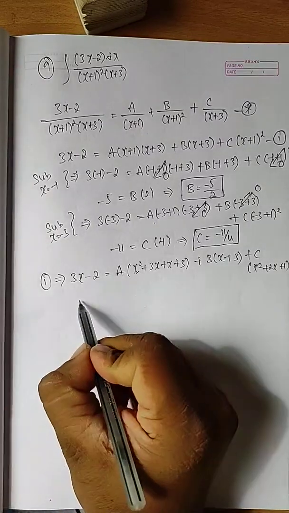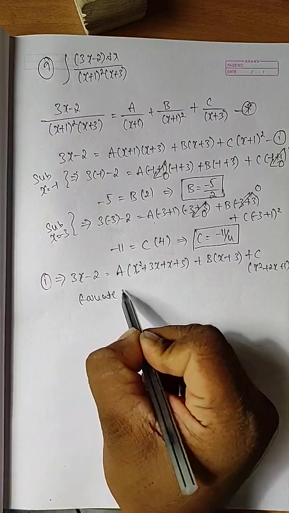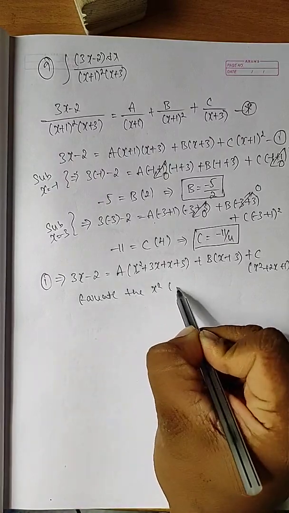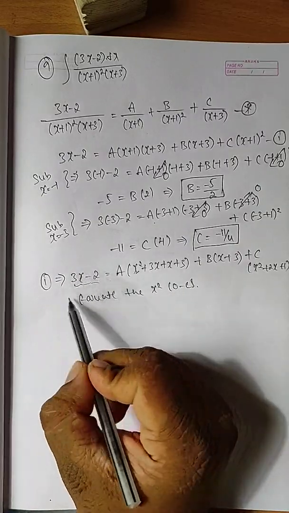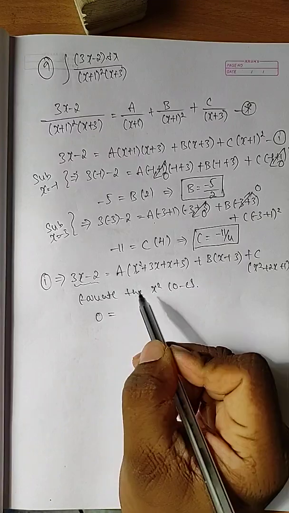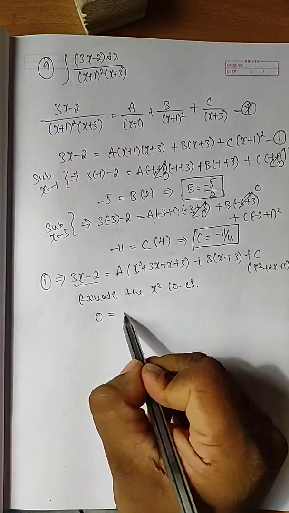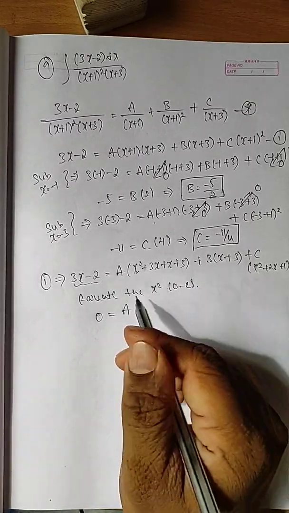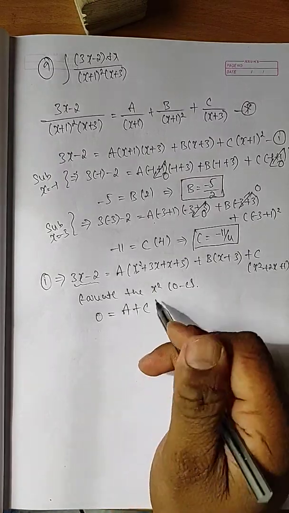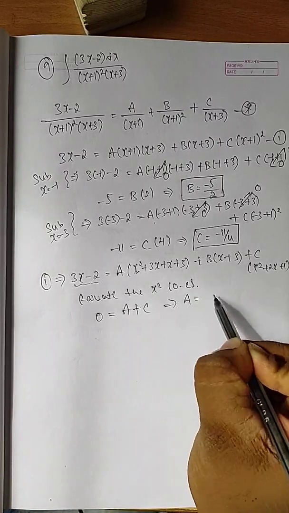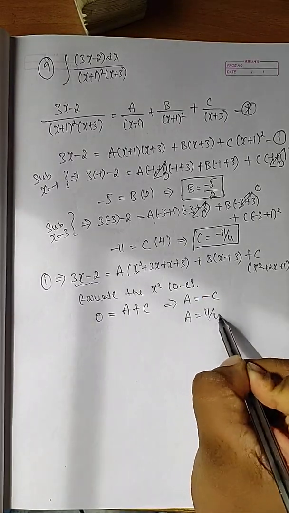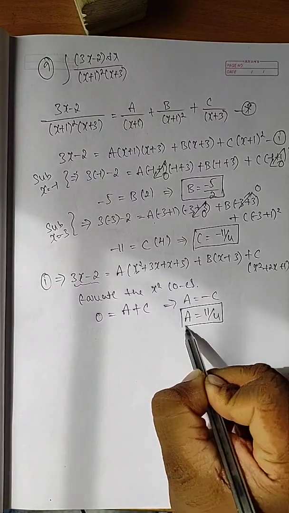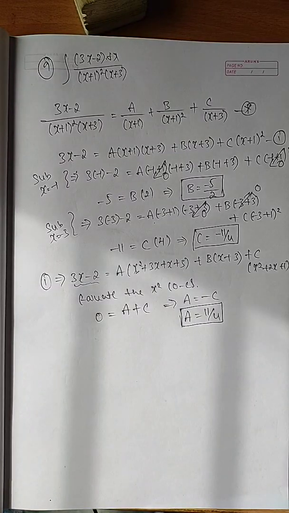Means you want to equate the x square coefficients. What is the x square coefficient on the left side? It is 0. What is the x square coefficient here? a. What about here? c. So a plus c is equal to 0. Means a is minus c. What is c? Minus 11 by 4. Means a is equal to plus 11 by 4. Is it clear? Is it okay?